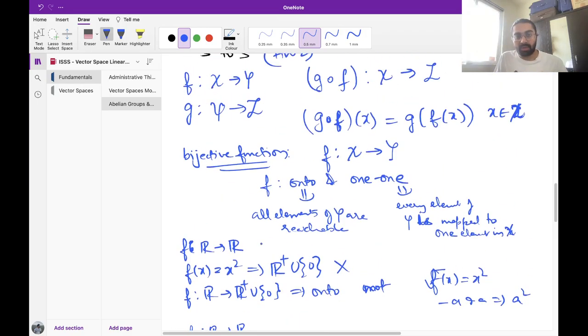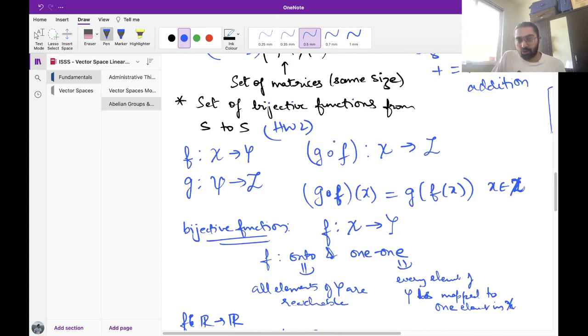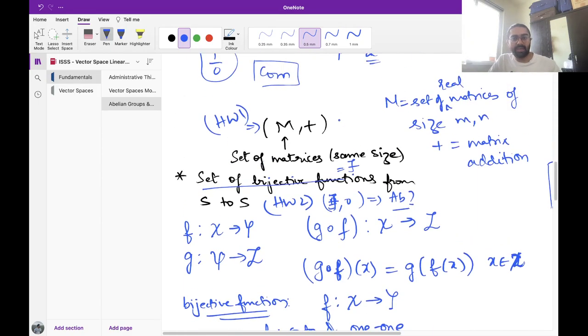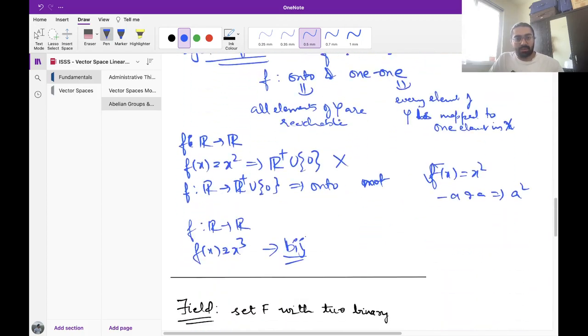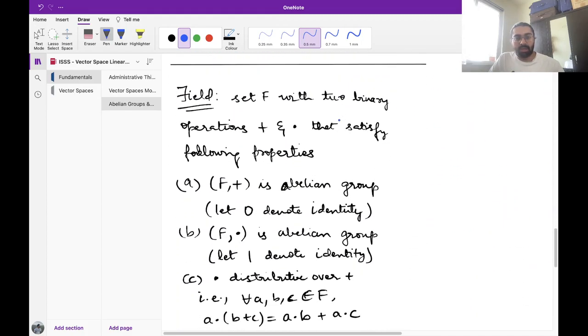What I want to think about is the set of bijective functions under this composition operation. So let me call this set of bijective functions script F, right? So is this script F with composition, is this an abelian group or not? Think about it, and again we'll discuss it in the next class in detail. Okay, so that's about abelian groups.